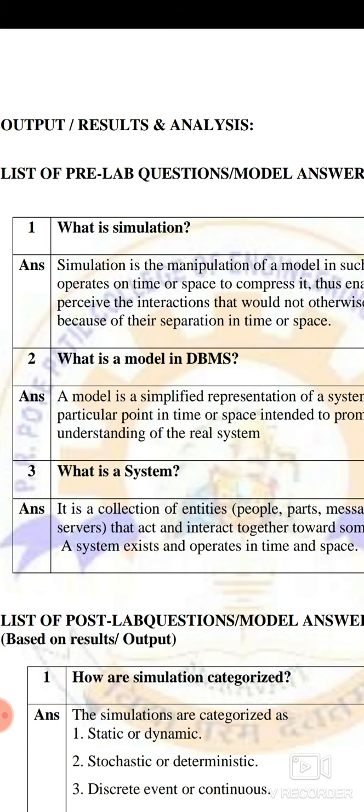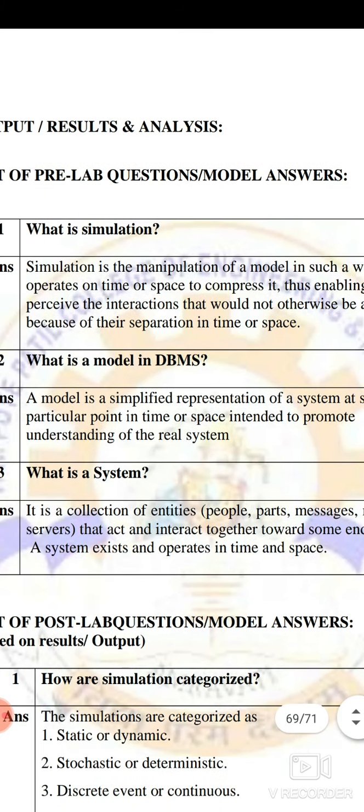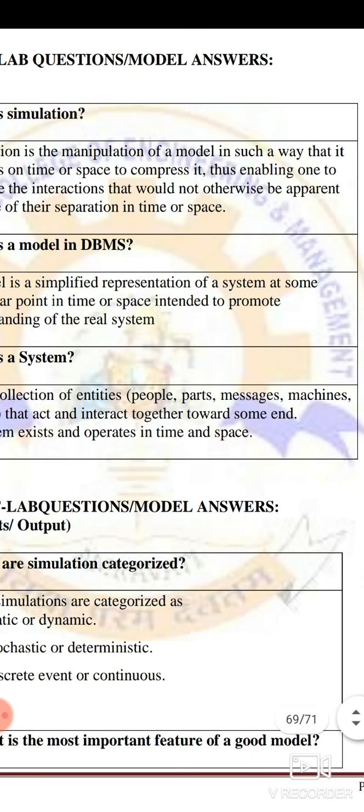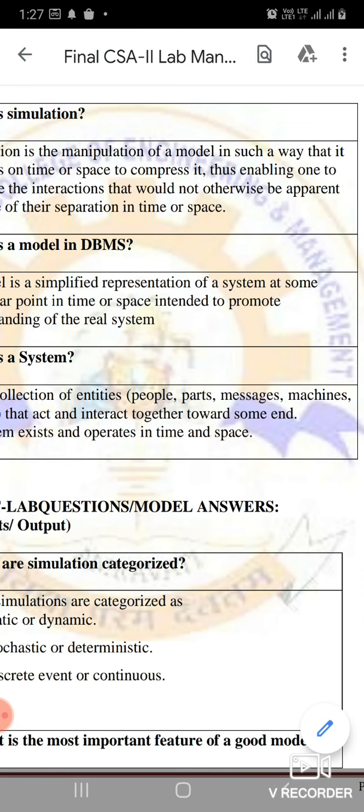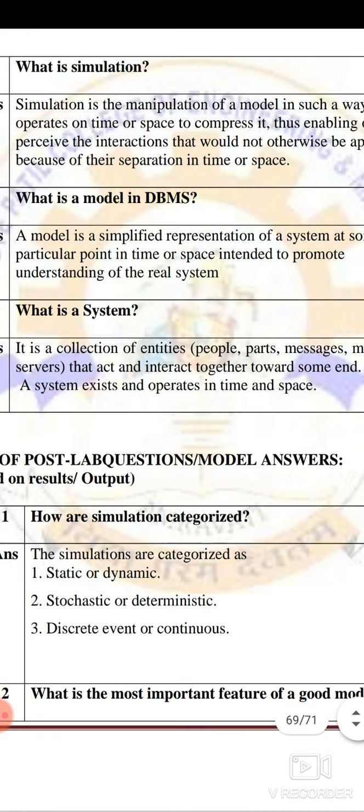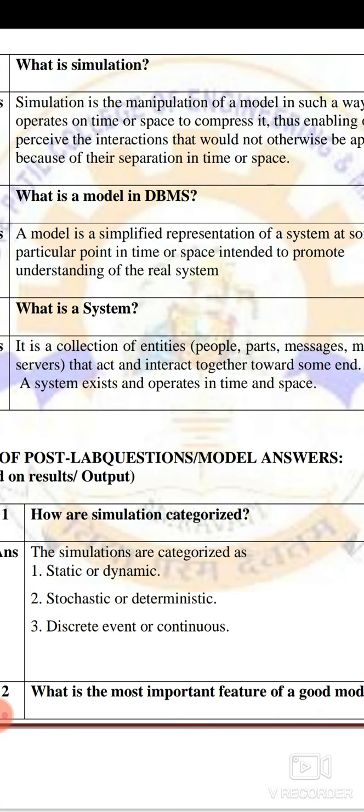What is a model? It is a simplified representation of a system at a particular point of time. At a specific point of time, the values of the system are shown in a particular model. That means a model is a simplified representation of that system at a given instant of time. What is a system? It is a collection of entities like people, parts, messages, machines, etc. So when you talk about entities, there can be many things. A system is a collection of entities.